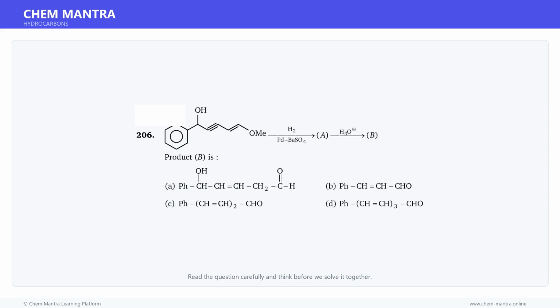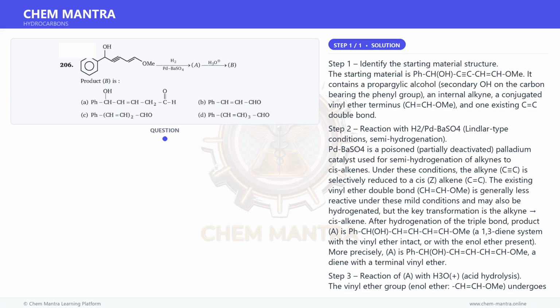Here is a question. Read it carefully and think about the answer. Let us solve it step by step. Let us begin solving this step by step. Step 1. Identify the starting material structure.